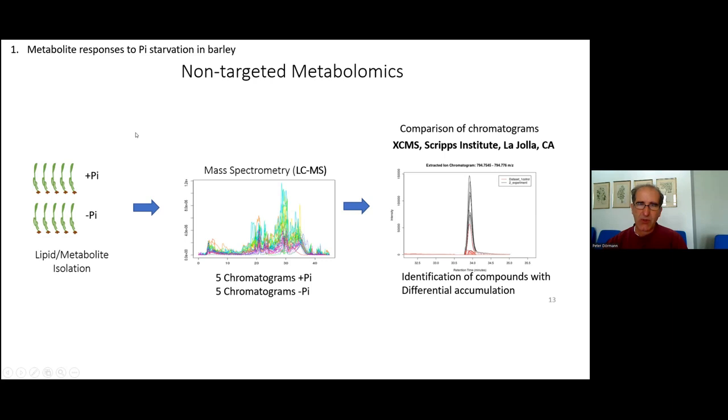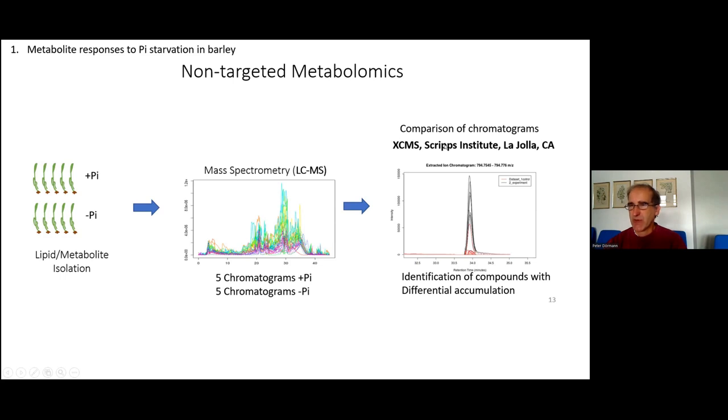This is looking for changes of unknowns, which will be important to characterize the phosphate starvation response. We take 5 plants, leaves, roots, whatever, plus phosphate, minus phosphate, do a lipid metabolite isolation, generate LCMS chromatograms, 5 chromatograms with phosphate, 5 without. Then we need to compare these 5 to 5 chromatograms.